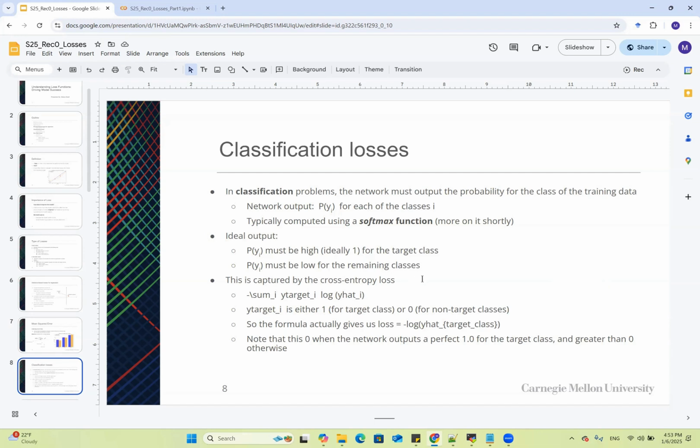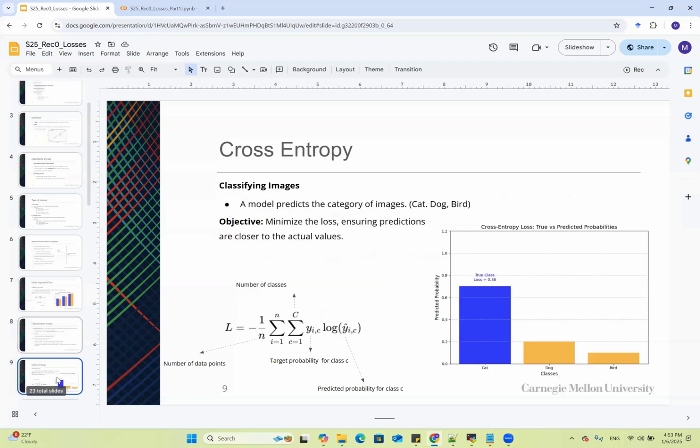This is captured by the cross entropy loss. The Y target is either 1 for the target class or 0 for non-target classes. So the formula is minus log Y hat of the target class. Note that this is 0 when the network outputs a perfect 1 for the target class and greater than 0 otherwise.